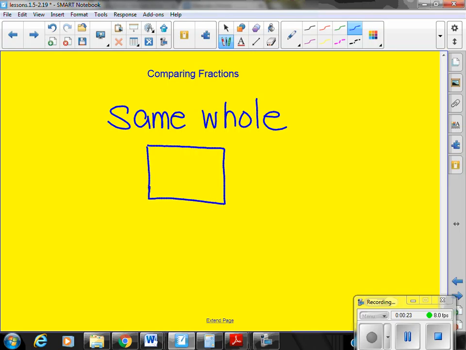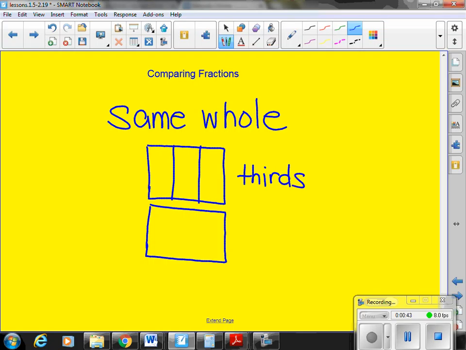So if I have a rectangle of this size, to compare another fraction, I need my wholes to be the same, meaning these squares are relatively the same size. They need to be exactly the same. So for instance, if I want to break this up into thirds, and I want to break this one up into halves so I can compare, I am looking at the same size picture to begin with.